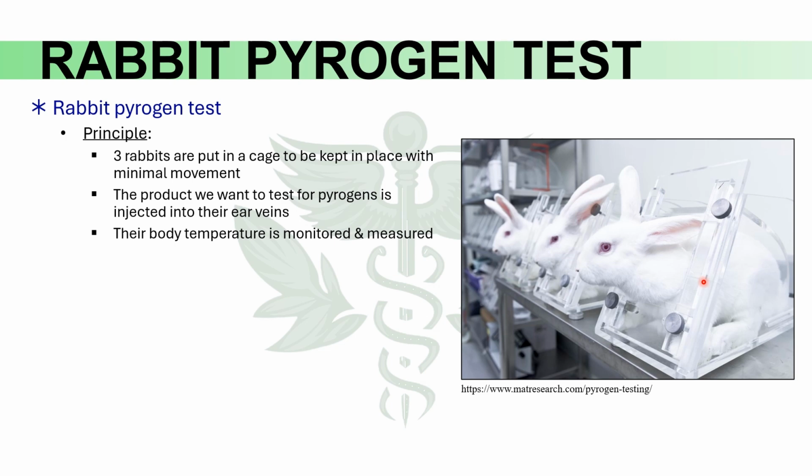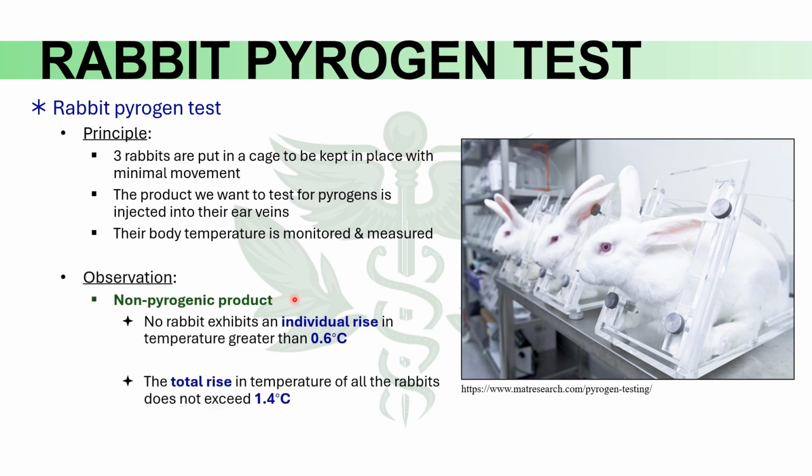The parenteral product we want to test for pyrogens is injected into the ear vein of each of the 3 rabbits, and they are left for a certain period of time after which their body temperature is recorded. You might be wondering, why do we conduct this test on rabbits and not other subjects like rats, for example? It's because rabbits have a similar increase in temperature in response to endotoxins as humans do, which makes it easier to predict the complications that might occur to a human patient if they were injected a parenteral product not completely rid of pyrogens.